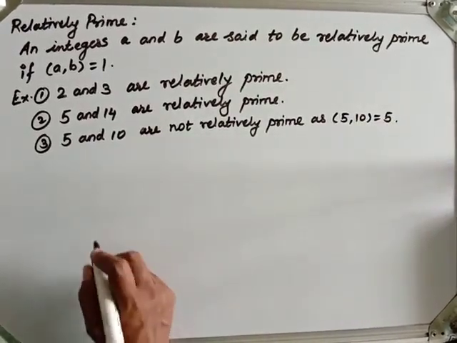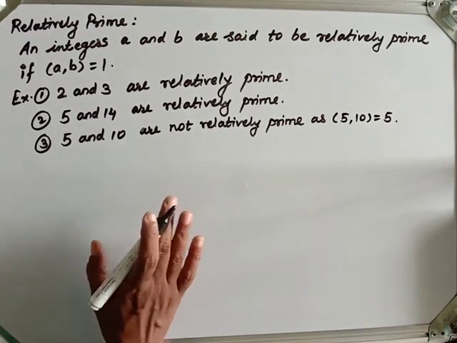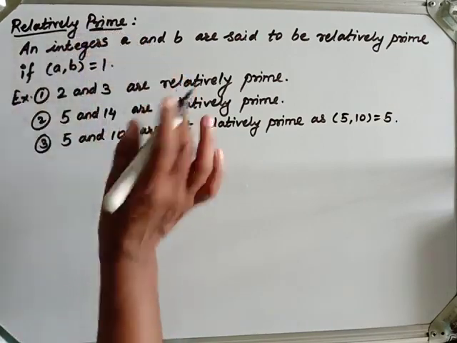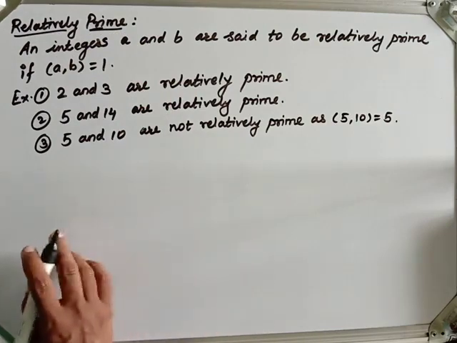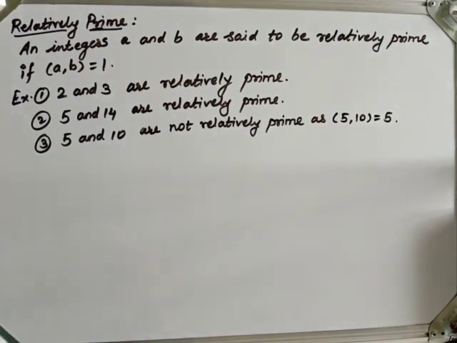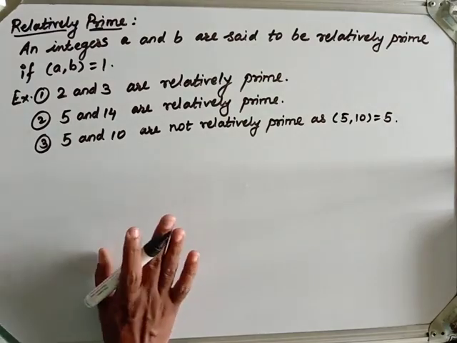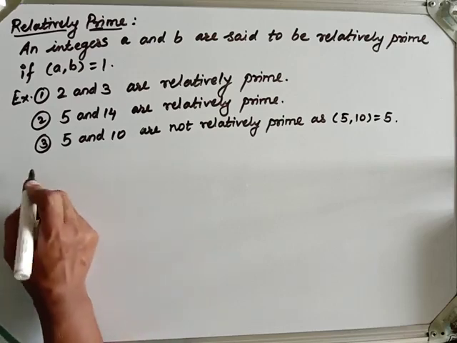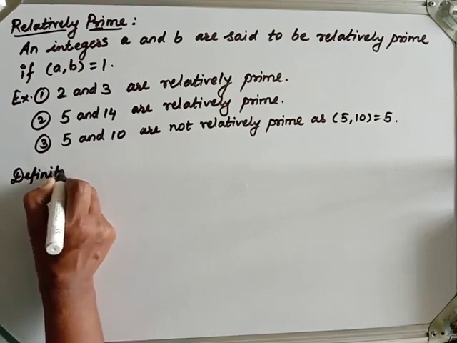Now let me write the general definition of greatest common divisor. Until now we have written a definition for two integers. Now if there are 3 numbers, 4 numbers, 5 numbers, then how can we write the definition? Let me write that general definition of greatest common divisor.